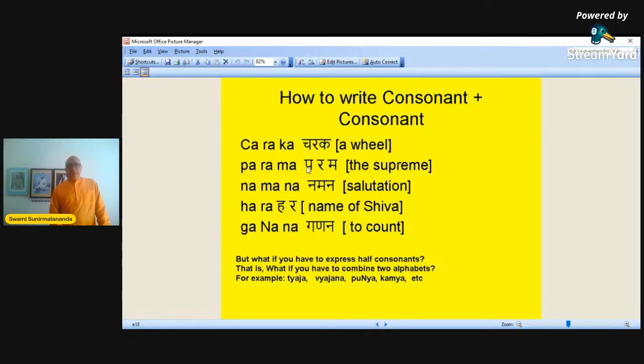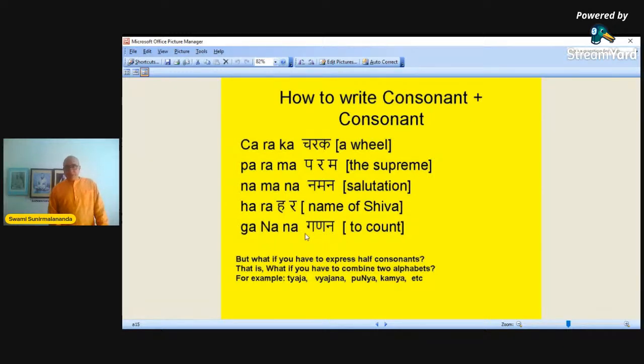Parama, pa, ra, ma, the supreme. So parama is written in this way. Just place one letter after another, one alphabet after another, that's it. Na, ma, na, salutation. Hara, you write ha and you write ra. What you pronounce, you write. What you read, you write. This is the speciality of Devanagari script. No addition of any sound. Ga, na, na. So three consonants are placed one next to the other.